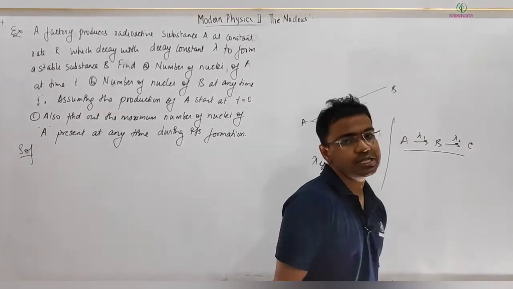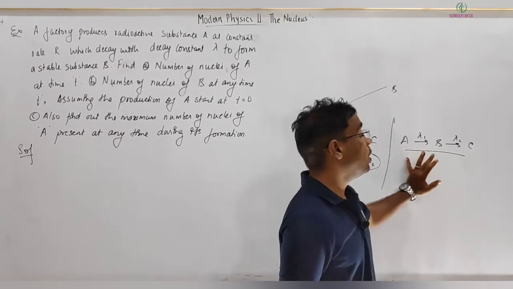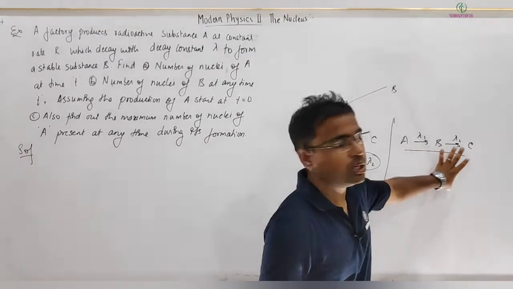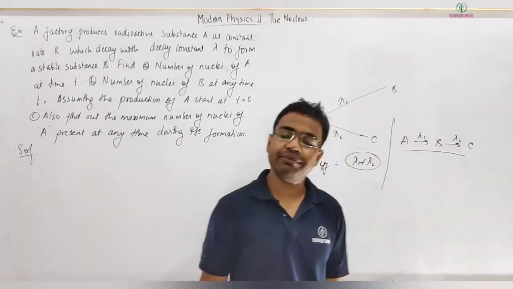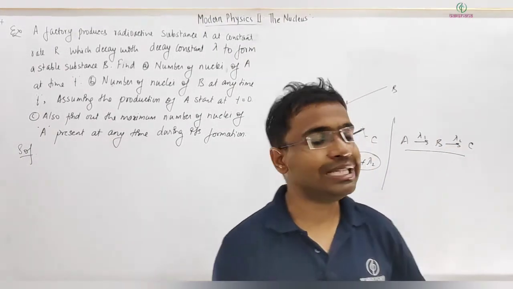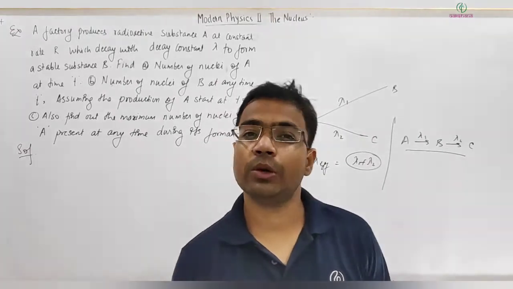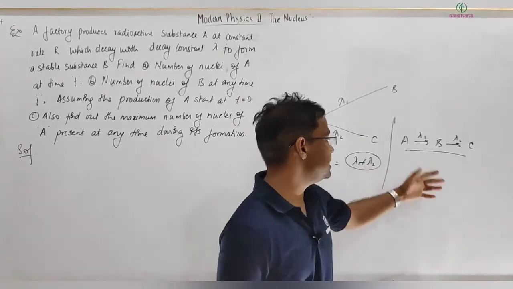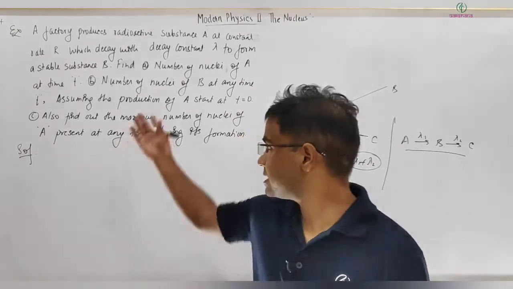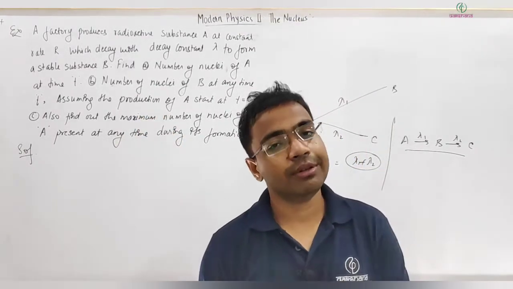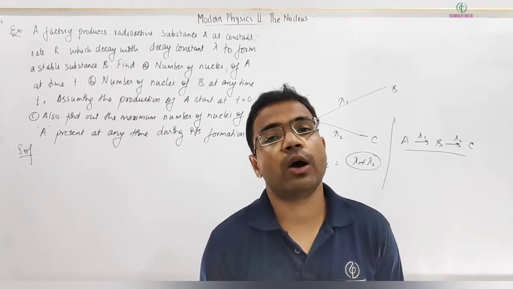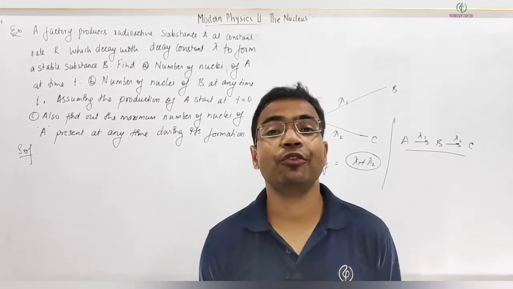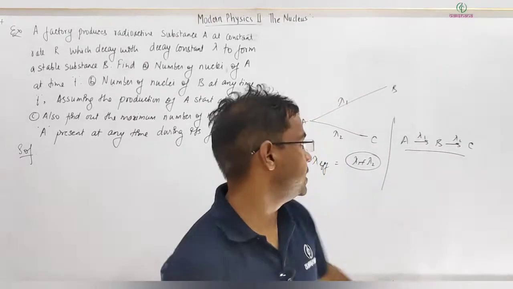In such cases, we saw how we can find the number of nuclei of B, C or A at any time. These things are important from your problem point of view. Many times questions are asked based on these things. I have written one question, and we will discuss more questions based on that, how different types of problems can be formed on these topics, and how we can solve them. So let's continue without delay.